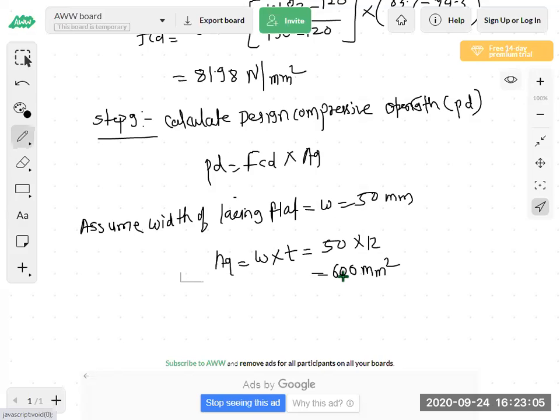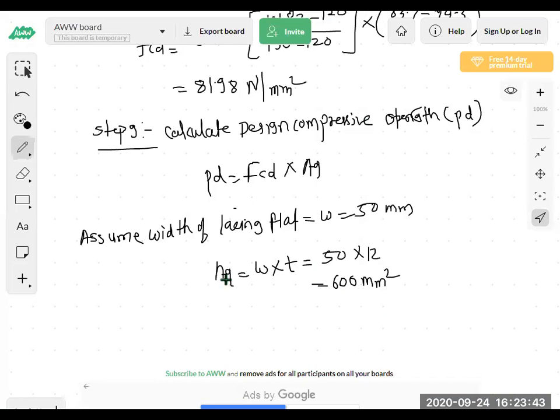This built-up column problem is very lengthy. Whatever simple column we design up to the PD, that is the same procedure. After the PD, the spacing between channels and the design of lacing flat, those two steps we have to continue for the built-up column. So, design of lacing flat. Are you getting? We have continued this problem today, yesterday's problem we have continued.